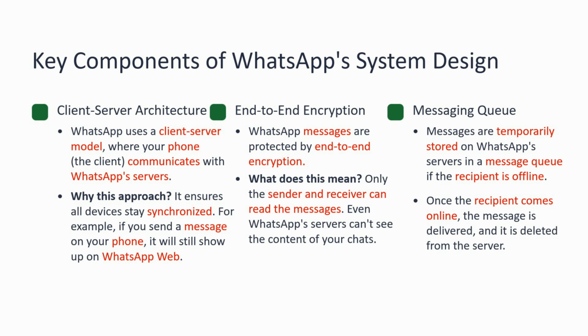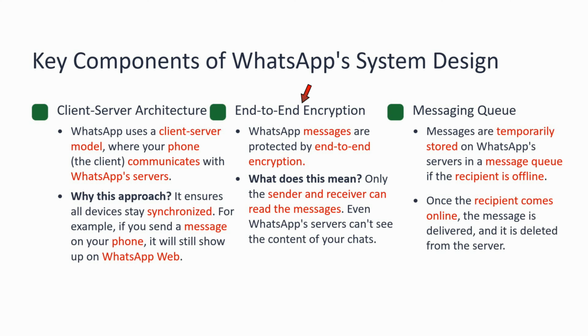What are the key components of WhatsApp system design? First one is client server architecture. WhatsApp uses a client server model where your phone is the client, which communicates with WhatsApp servers. Why this approach? It ensures all devices stay synchronized. For example, if you send a message on your phone, it will show up on WhatsApp Web.